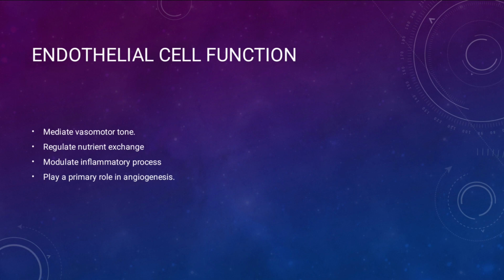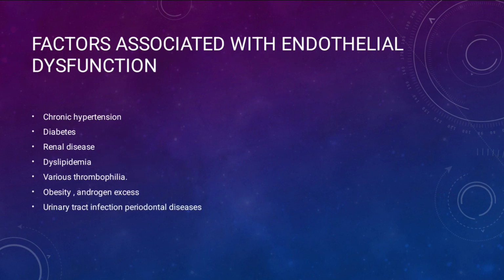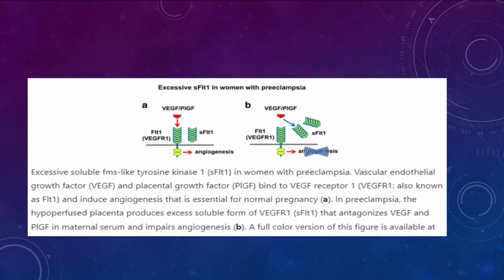Endothelial cell dysfunction: endothelium mediates vasomotor tone, regulates nutrient exchange, modulates inflammation, and plays a primary role in angiogenesis. If she already has these factors, such as chronic hypertension, diabetes, renal disease, dyslipidemia, venous thrombophilia, obesity, androgen excess, periodontal disease, these are the risk factors for endothelial dysfunction. This is the sFLT that will bind. The sFLT receptor prevents the binding of VEGF and PlGF, which leads to prevention of angiogenesis.